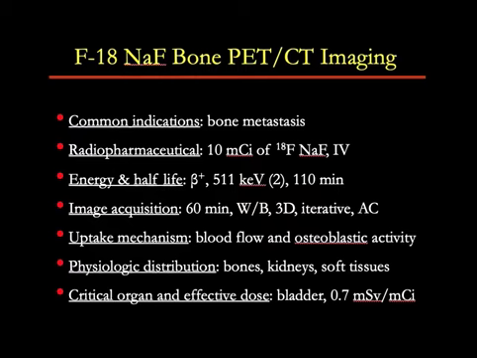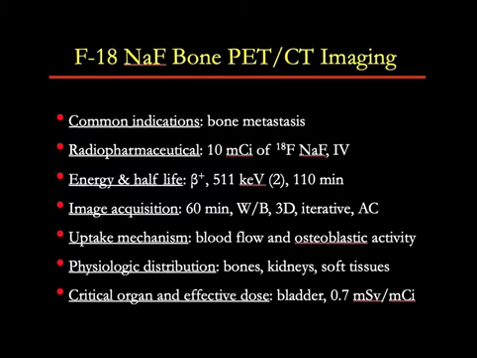So F18 is a positron emitter. It has a half-life of 110 minutes. The positron undergoes an annihilation reaction and produces two 511 keV photons, which are detected 180 degrees apart, and they are counted as a true event when captured in a narrow time window of 9 to 12 nanoseconds in two detectors 180 degrees apart inside the PET scanner. The mechanism of uptake of this radiopharmaceutical is blood flow and osteoblastic activity, just like technetium 99m MDP or HDP.